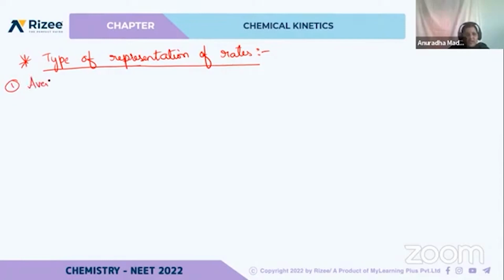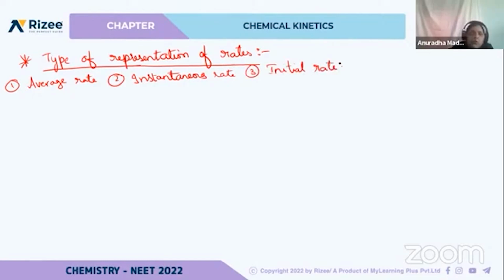One is average rate. Second one is instantaneous rate. Third one is initial rate. So in any reaction, after some time, the concentration of reactant decreases and the product increases, obviously.